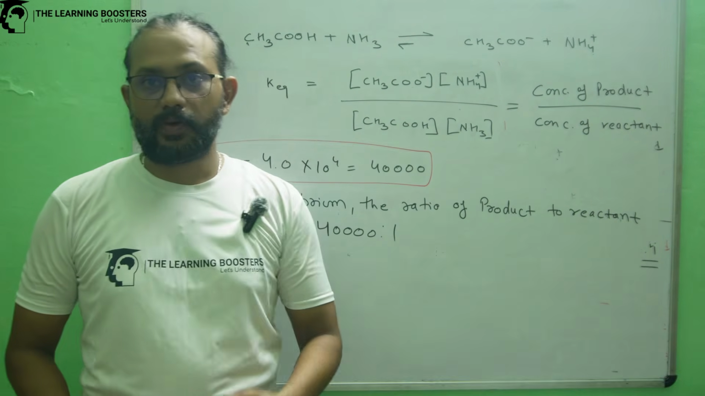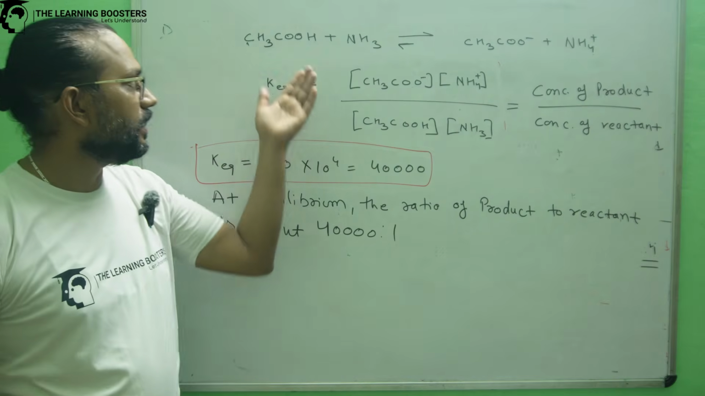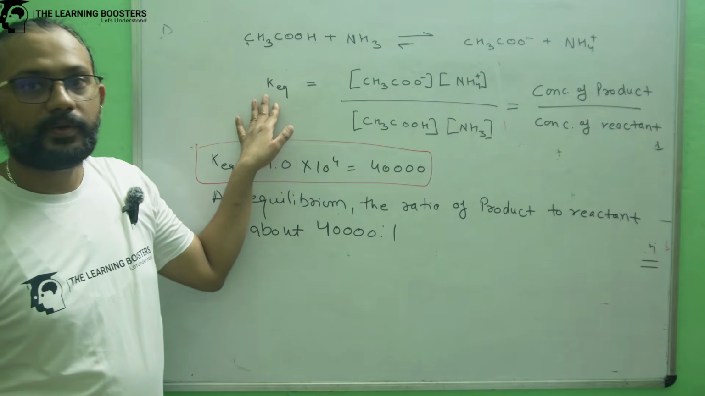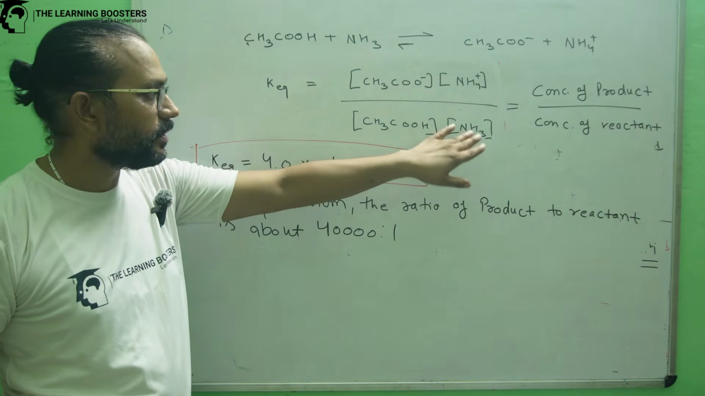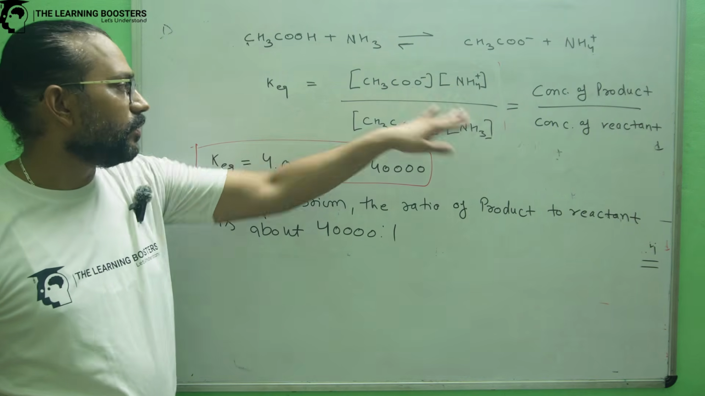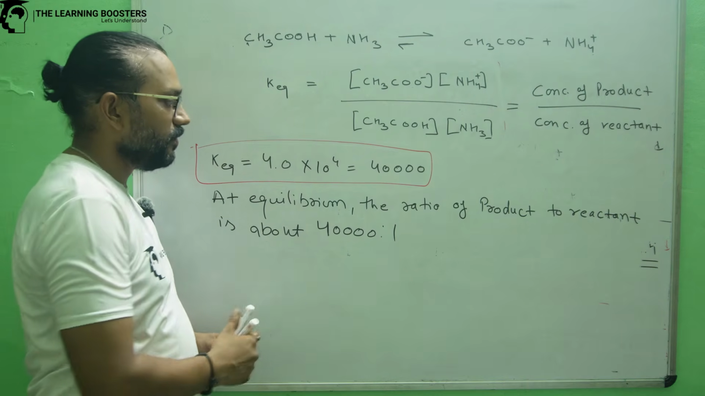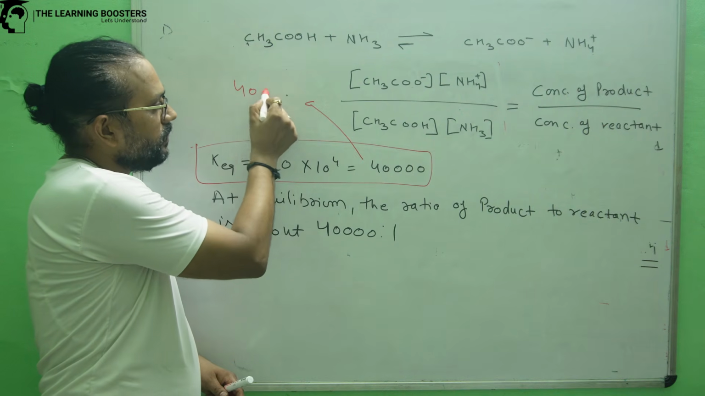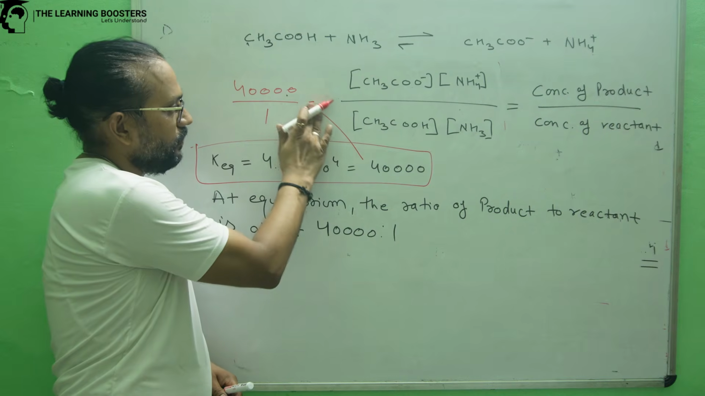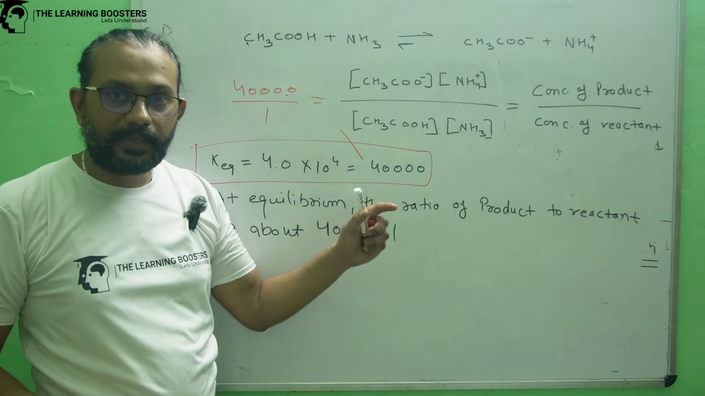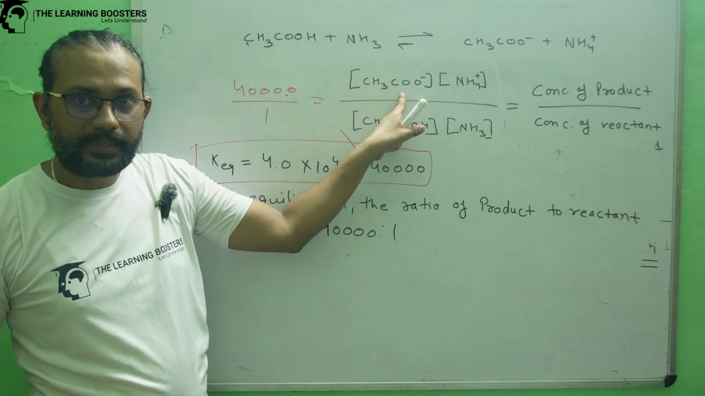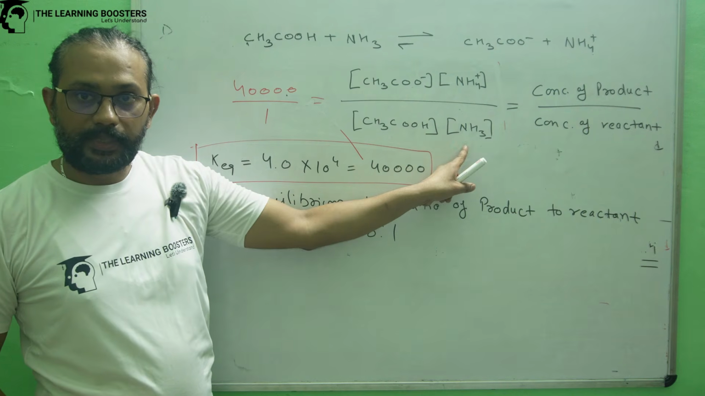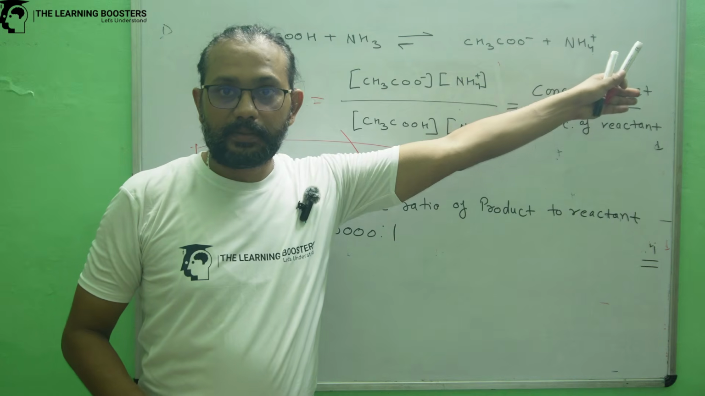So let us see the significance of the K equilibrium that we have calculated. For the reaction of acetic acid with ammonia to produce acetate and ammonium ion, the K equilibrium is the concentration of products over the concentration of reactants, and we calculated K equilibrium as 4 times 10 raised to the power 4. Putting this value in the equation, that comes around 40,000 upon 1. So the reaction is favored toward which side?